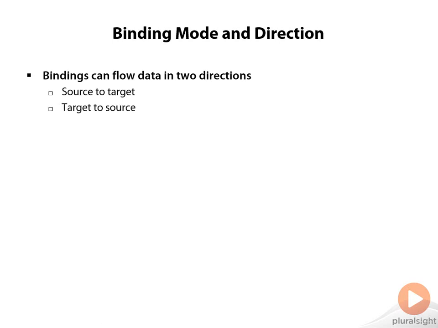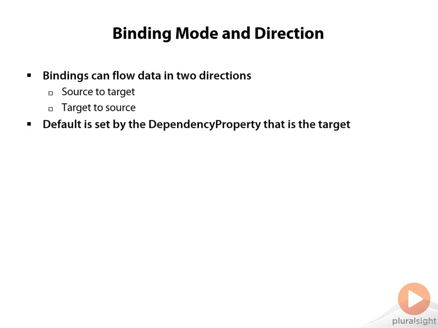Now let's talk about directionality and the mode property on bindings. Bindings can flow data in two directions. From the source to the target is the standard direction to populate data on the screen, but also from the target back down to the source if you're doing two-way data binding.